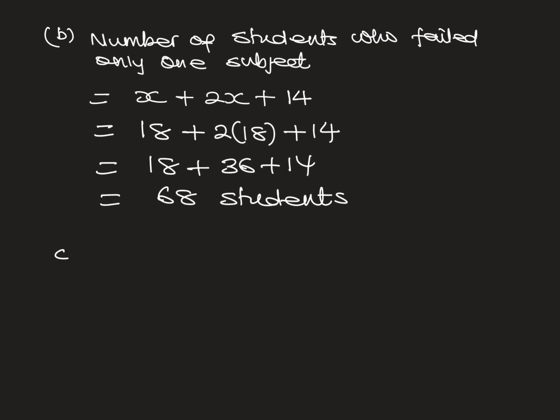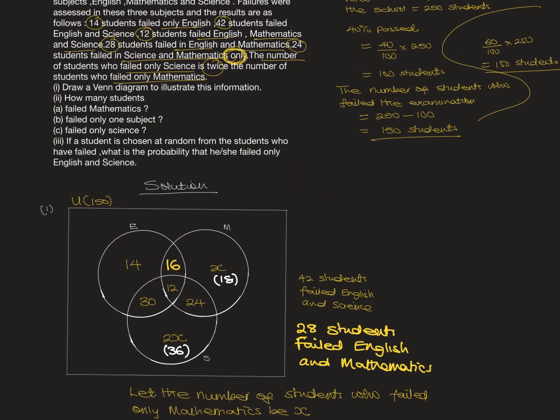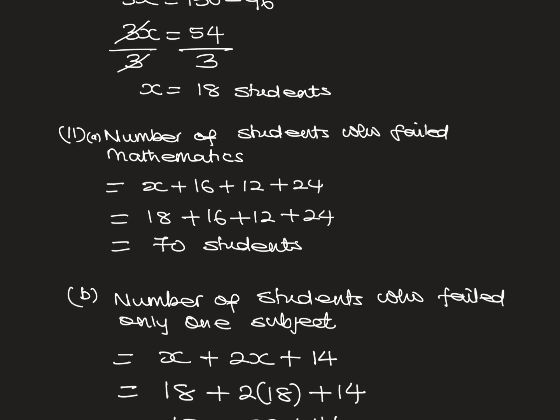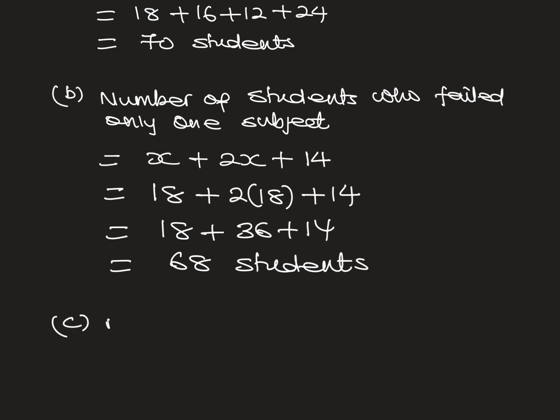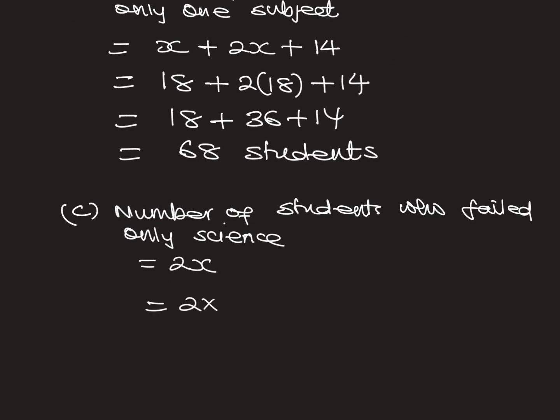Okay, so let's go to question 2C. Question 2C is the number of students who failed only science. Okay, so only science is here, 2x. And we got 36 as our answer for that. The number of students who failed only science, we said that is equal to 2x. So that will be 2 times 18, and we got 36 students.